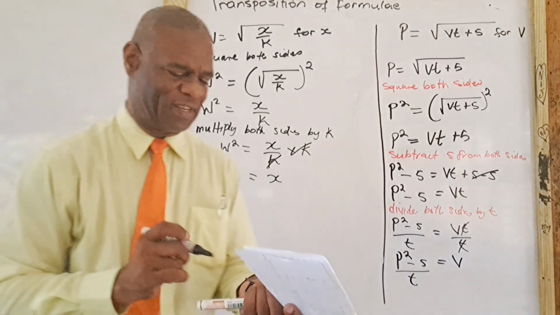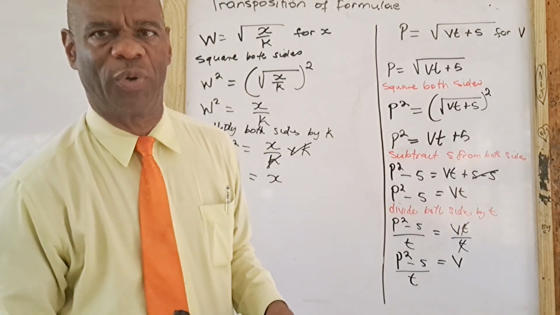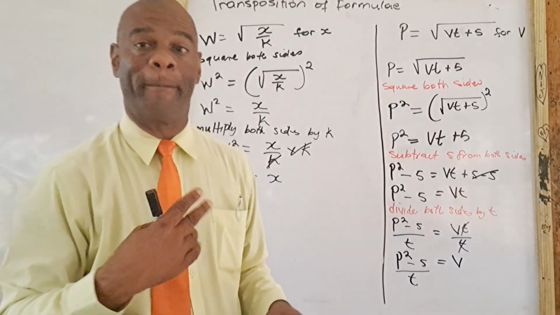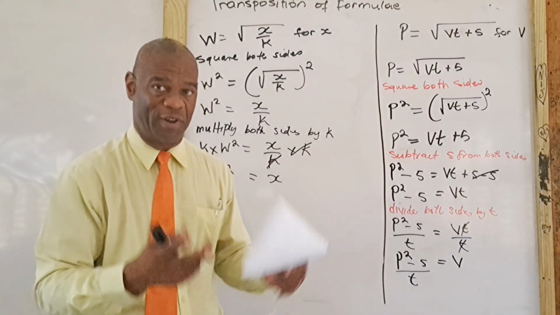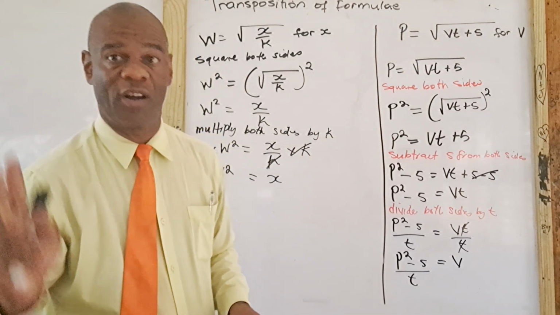So what you have to remember is when you are working with a square root, to undo the square root or to get rid of the square root sign, you must square it, right? And whatever you do to one side, you must also do to the other side.